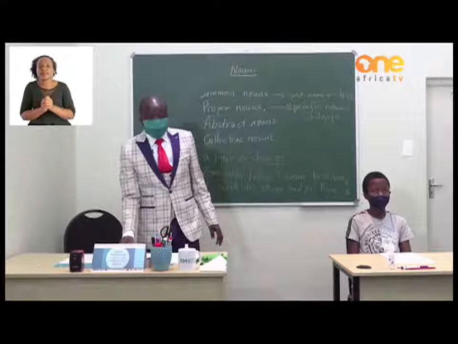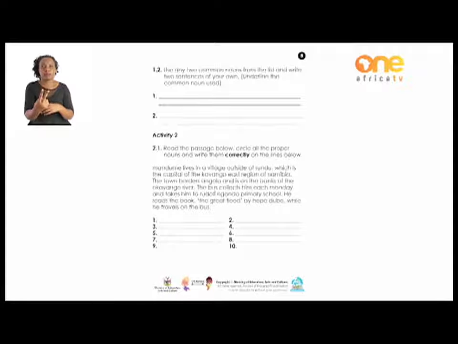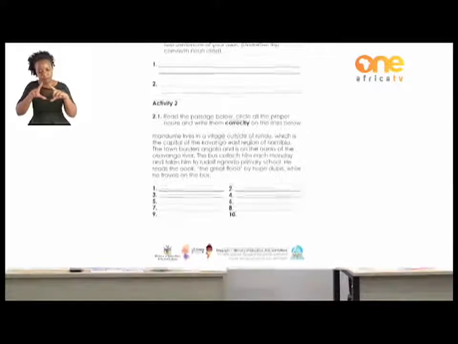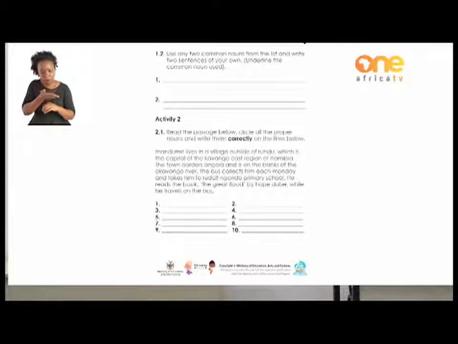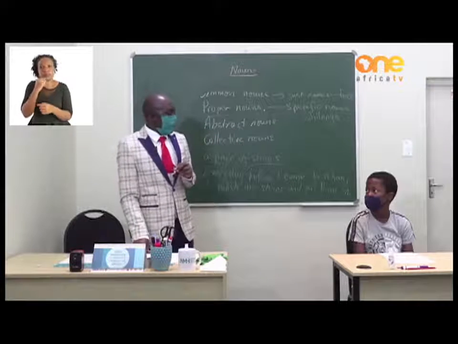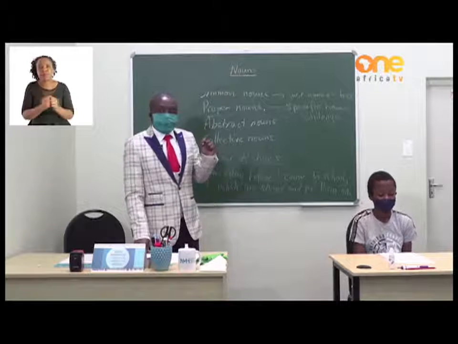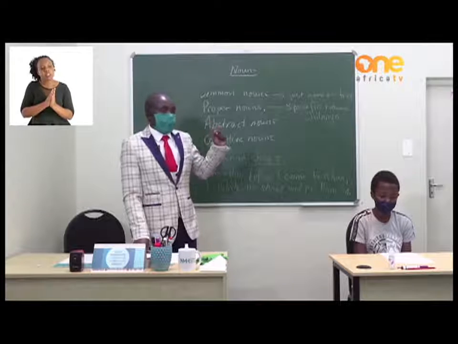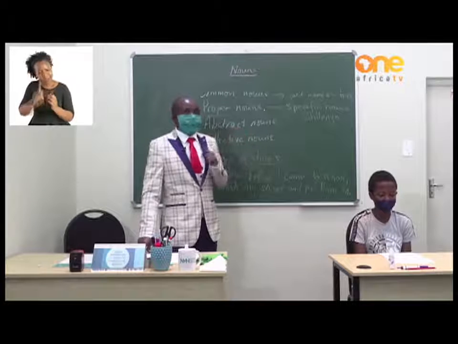All right. Let's move on to activity 2. Read the passage below. Circle all the proper nouns and write them correctly on the lines below. Remember, we said proper nouns are specific names, like names of people, and therefore they must begin with a capital letter whenever you write them. Make sure you begin with a capital letter.